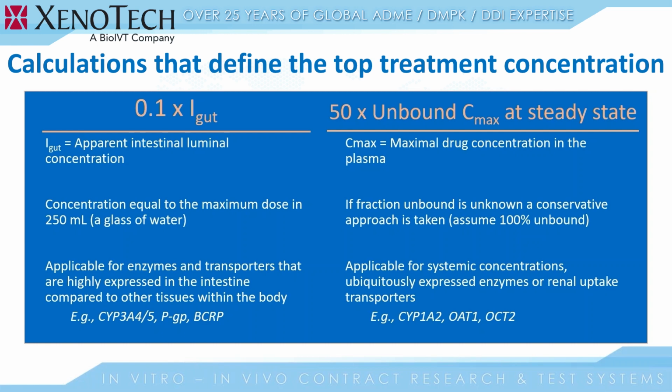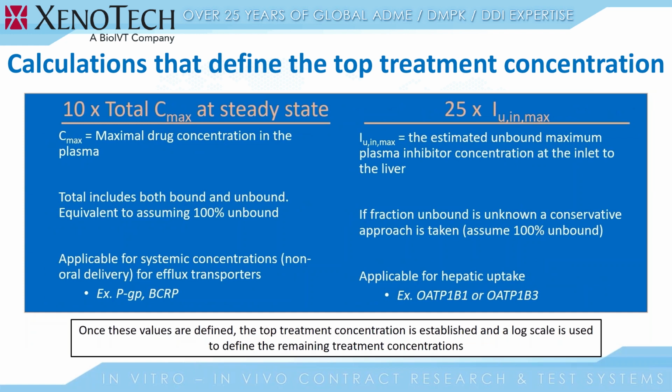In contrast to 50 times unbound Cmax at steady state, we may also be concerned with 10 times the total Cmax. Total includes both unbound and bound, which is basically the equivalent of assuming 100% unbound. Again, this is applicable for systemic concentrations, non-oral delivery, and efflux transporters like PGP or BCRP.